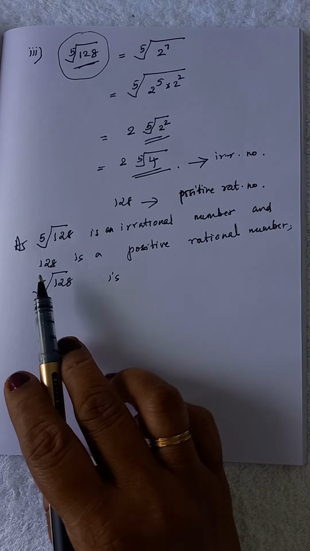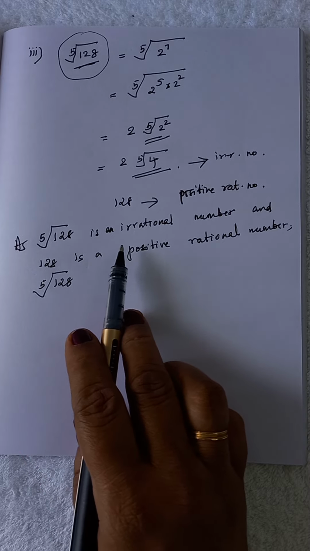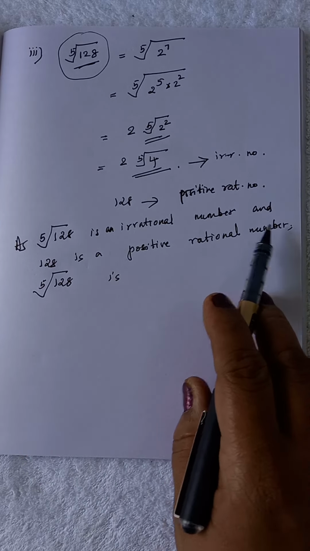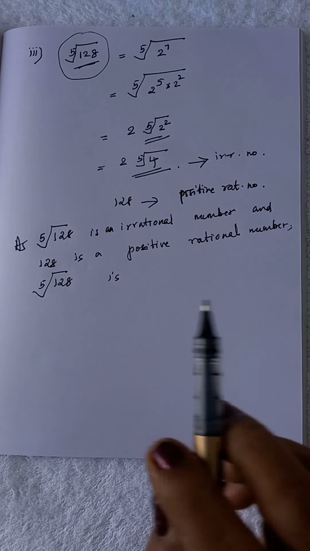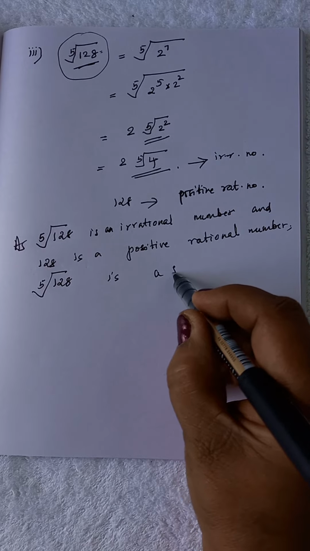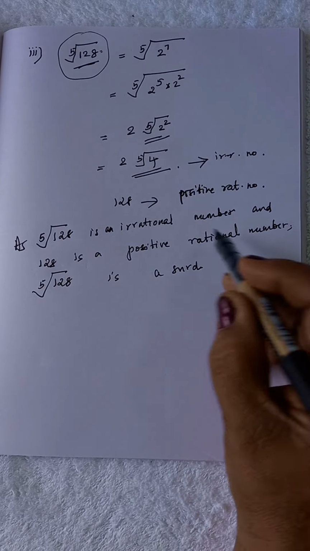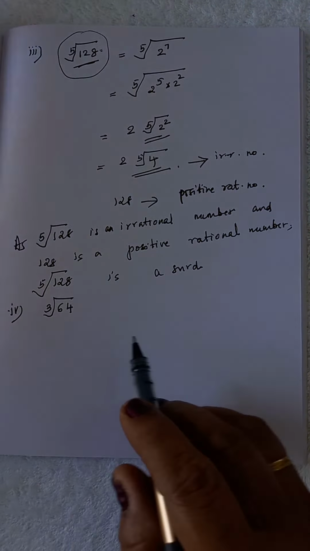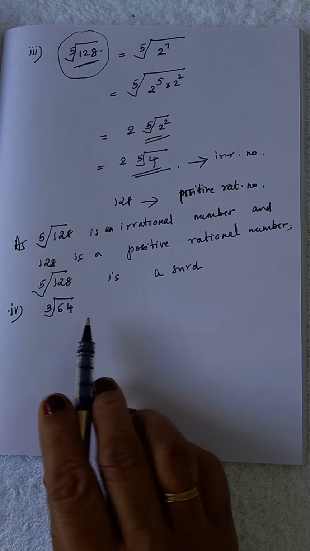So, here we can say that as fifth root of 128 is an irrational number and 128 is a positive rational number, fifth root of 128 is a surd or radical. What is the order here? 5. Now, the fourth question is cube root of 64.